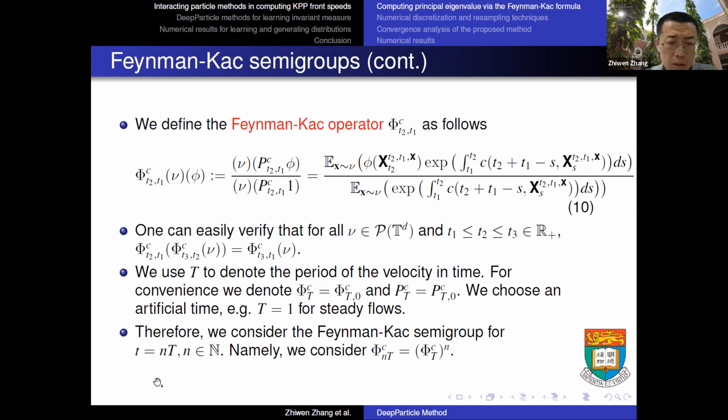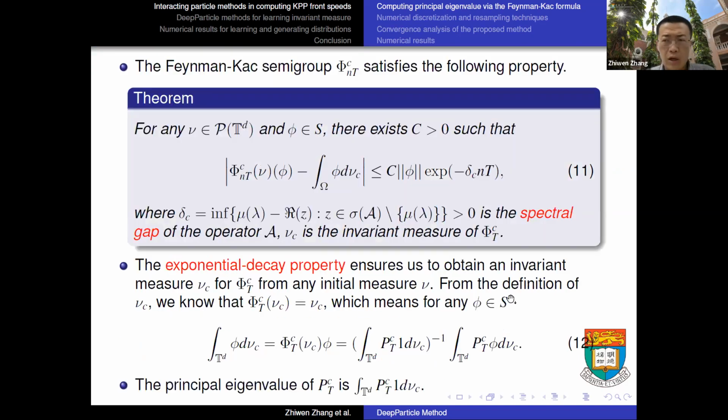Then we can introduce n. N is the iteration time. So for example, if you iterate n times, you get this operator, T_n equals T_1 to the power n. It's a composition operator. So a very elegant and beautiful property for this Feynman-Kac group is this.